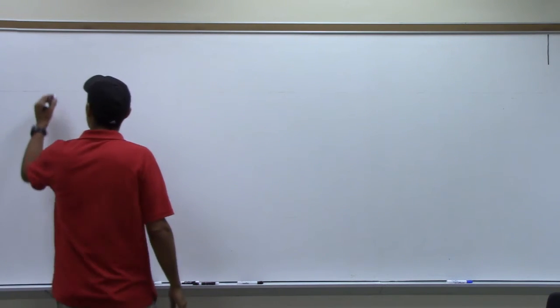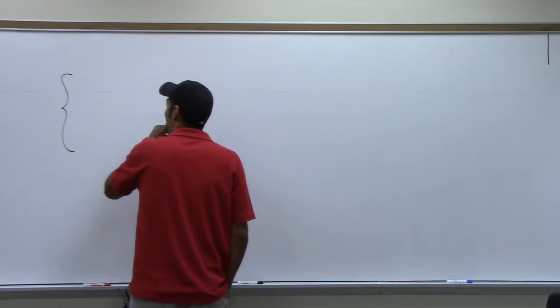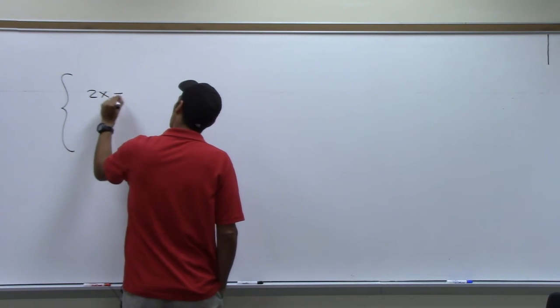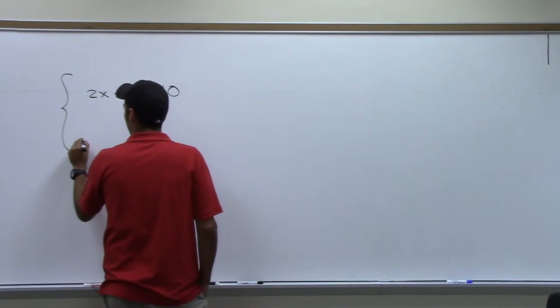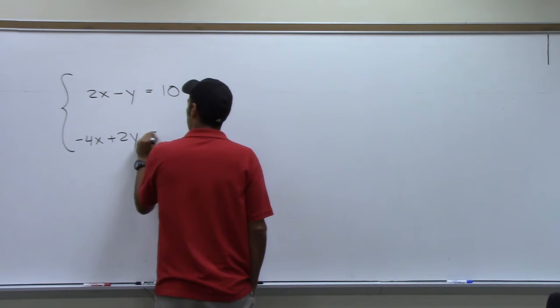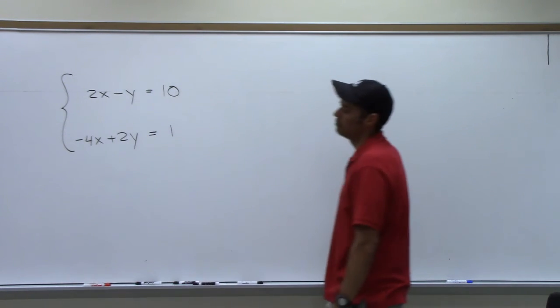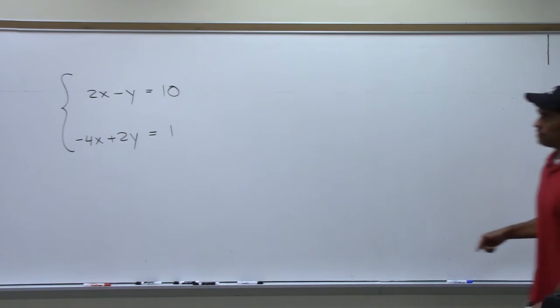I'm going to put a system up here: 2x minus y equals 10, negative 4x plus 2y equals 1. I just want you to see that this is a kind of a unique example here. If you were to do this, how would you approach it? Yeah, so how would you do this?